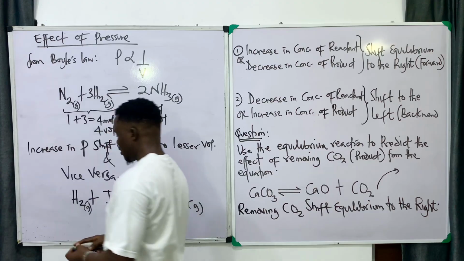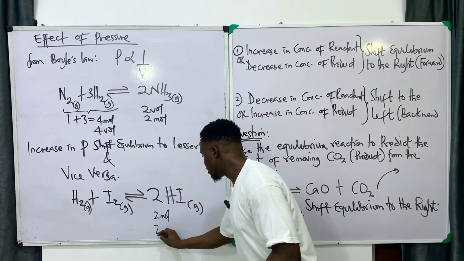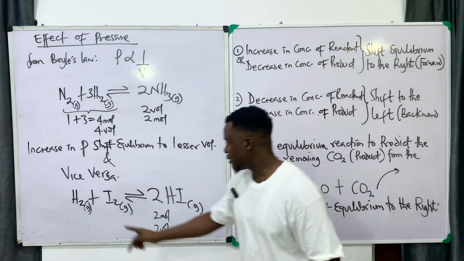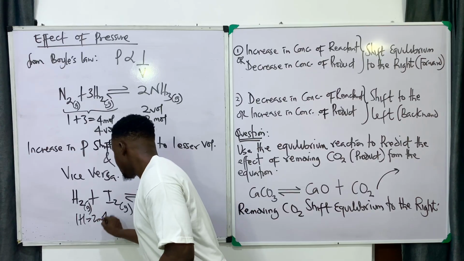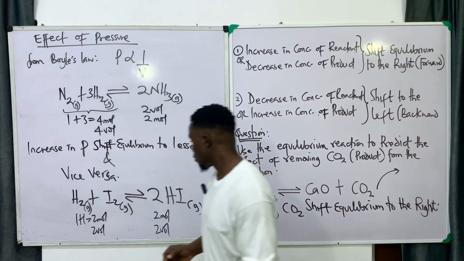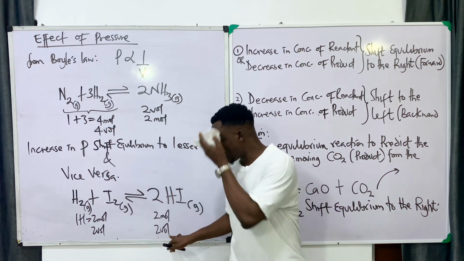Now look at these two reactions. The mole of this product is 2 moles, which is 2 volumes. This is 1 and this is 1. So 1 plus 1 is 2 moles, which is 2 volumes. The left hand side, the reactant side, has 2 moles. The right hand side has 2 moles.